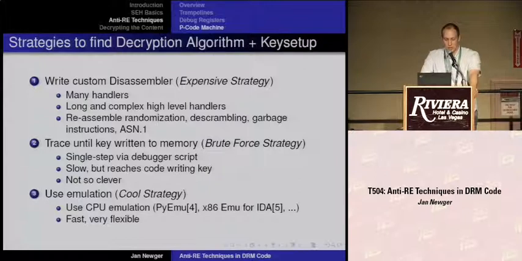So what's the cool strategy? That would probably be to use a CPU emulator like PyEmu or x86EMU for IDA to emulate all the instructions involved in the P-code machine. So essentially you would defeat virtualization with virtualization. And this is also a very fast and flexible solution because obviously you can control every aspect due to the emulation.